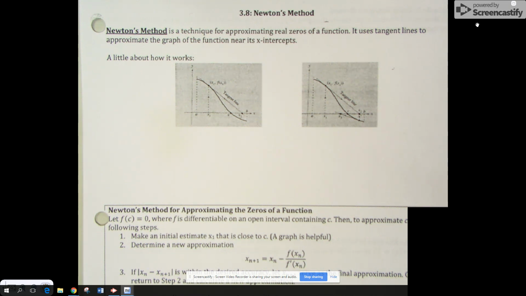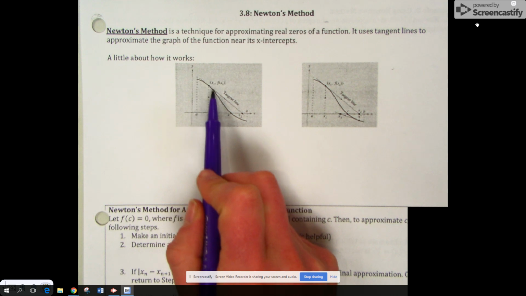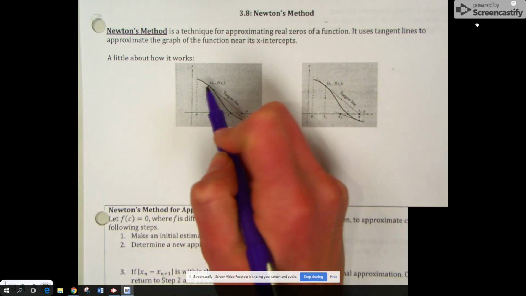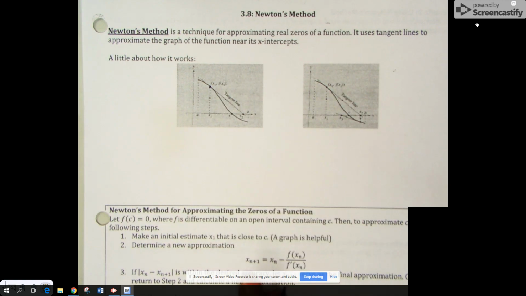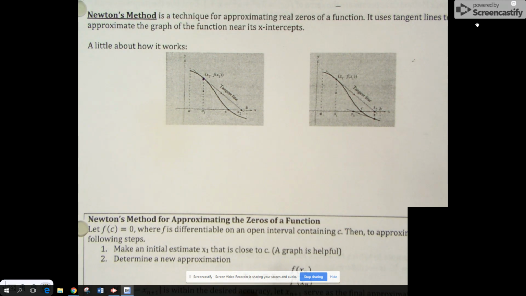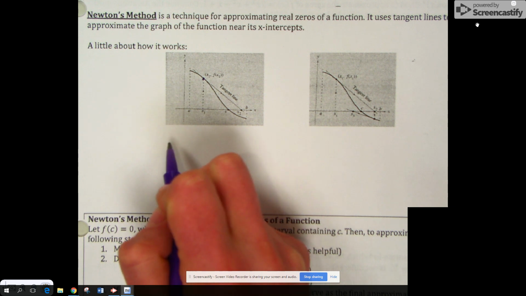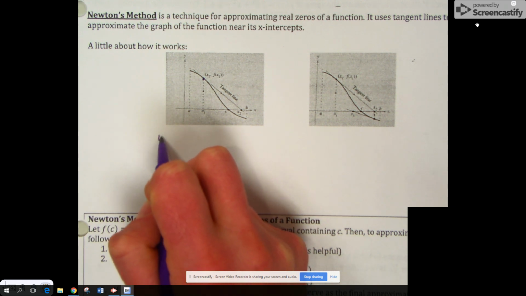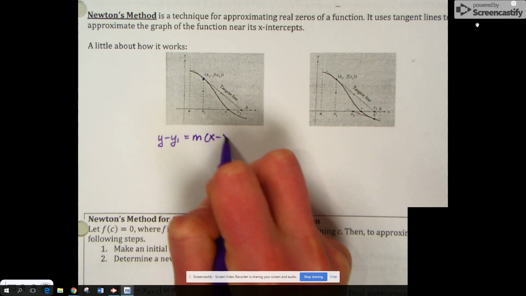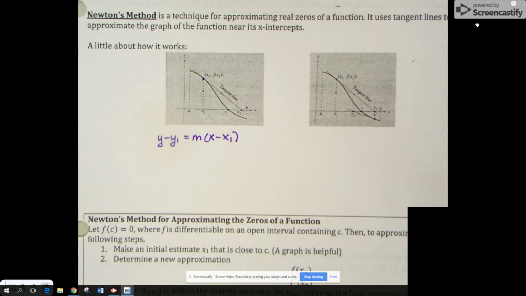Imagine that you had a curve, and that's what's pictured here, and you knew at least one value on that curve. And so that is going to be our first point, this x1 comma f of x1. You could construct the tangent line to the curve through that point. And if you did so, you would use this equation: y minus y1 equals m times x minus x1, our point slope.